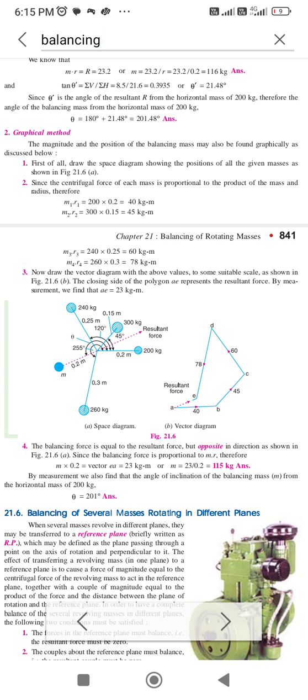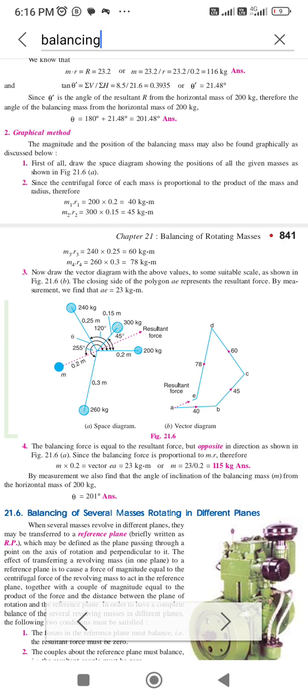From the point A, the centrifugal force of mass 1, that is 40. From the point A, draw a horizontal line A to B of 40 mm. In the scale we can fix the scale values: 1 kg meter equal to 1 mm, so 40 kg meter equal to 40 mm. From the point B, draw the parallel line of the second mass, the value of M2 R2 equal to 45 kg meter. Then the third mass is 60 kg meter.